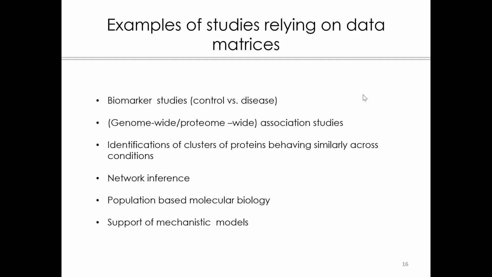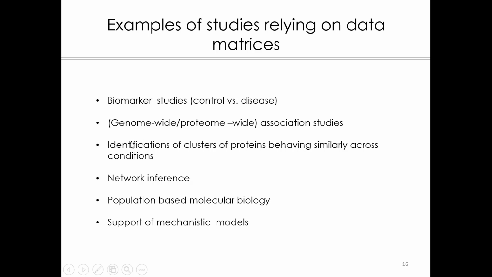Okay, so what type of research is used to work with such quantitative protein data matrices? This would be biomarker studies, genome-wide protein association studies, where you try to link a protein variant or protein abundance to a genomic locus. I'm coming to that probably on Friday, or even today a little bit.